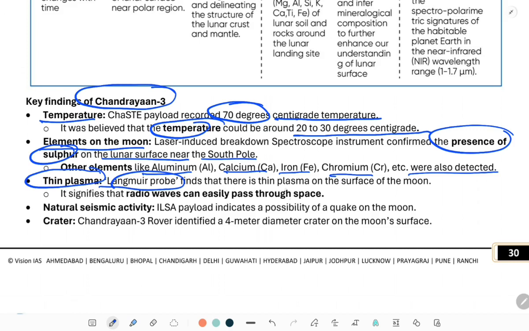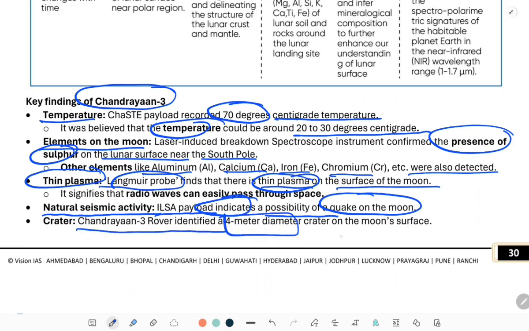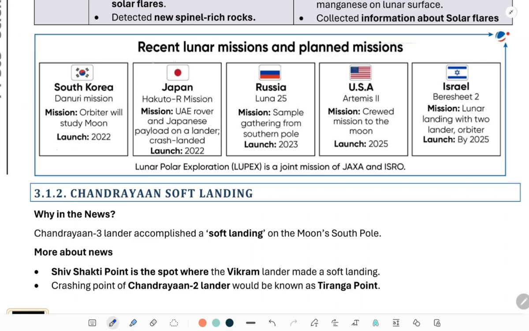The Langmuir probe finds that there is thin plasma on the surface of the moon. Then natural seismic activity. The ILSA payload indicates a possibility of quakes on the moon. Then crater: the Chandrayaan 3 rover identified a 4-meter diameter crater on the moon surface. These are the important points. And also remember recent lunar missions from other countries: South Korea's Danuri mission, Japan's Hakuto-R mission, Russia's Luna 25, USA's Artemis II, and Israel's Beresheet 2.